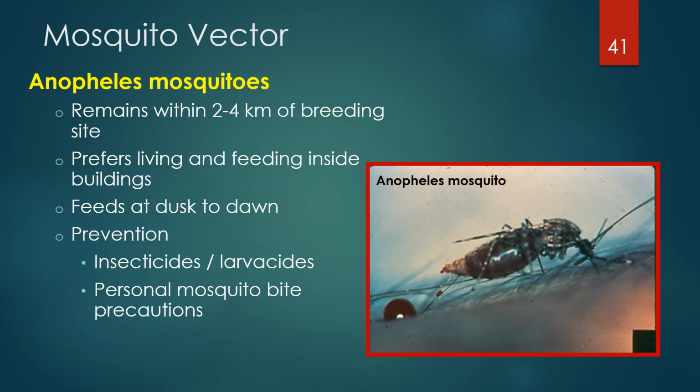Malaria is only transmitted by Anopheles mosquitoes. These mosquitoes generally remain within 2 to 4 kilometers of their breeding site. They like to live and feed inside buildings, primarily during dusk to dawn, factors that enhance malaria transmission to humans. Prevention includes controlling the mosquito vector by use of insecticides and larvicides and practicing personal mosquito bite precautions. It's not easy to eliminate all mosquitoes within 4 kilometers of human dwellings, emphasizing the importance of practicing personal mosquito bite precautions.